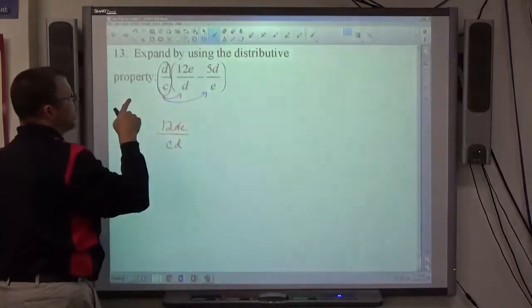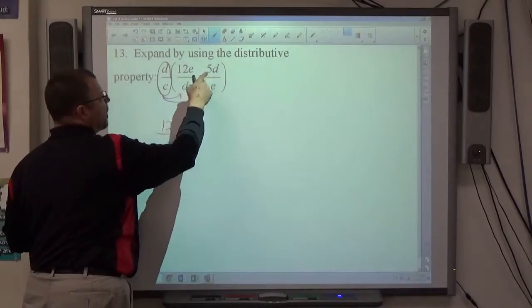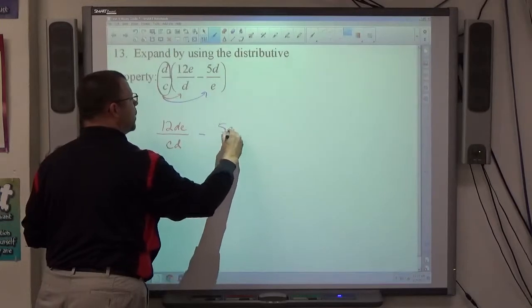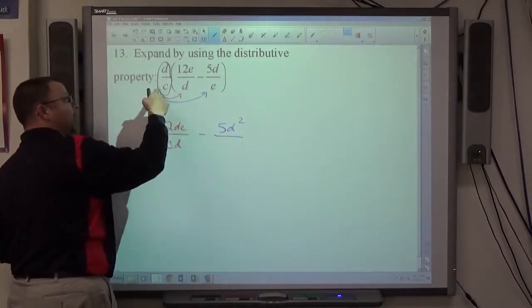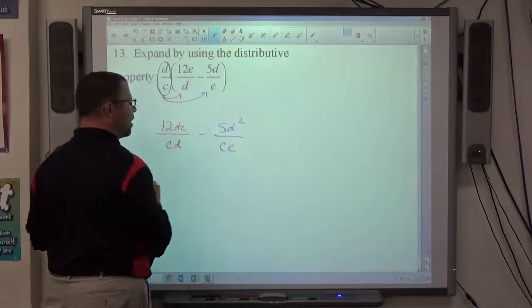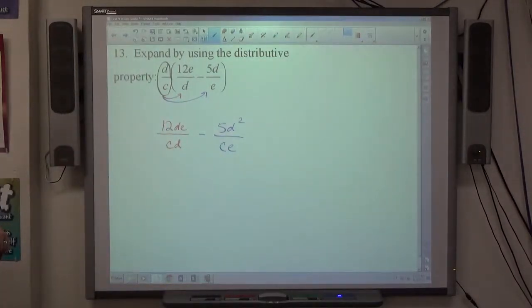When I do the blue multiplication, d times negative 5d makes negative 5d squared. D times d, you add the powers, so you get d squared. On the bottom, c times e is ce. That answer gets you half credit. Okay, it's right, but it's not fully right.